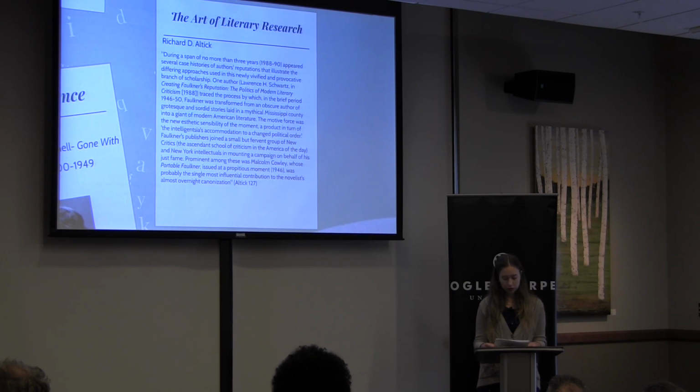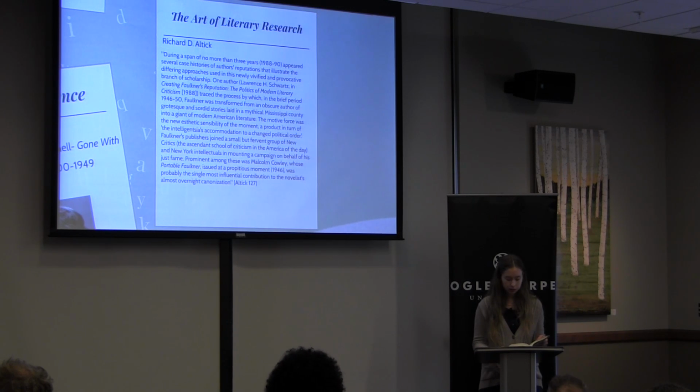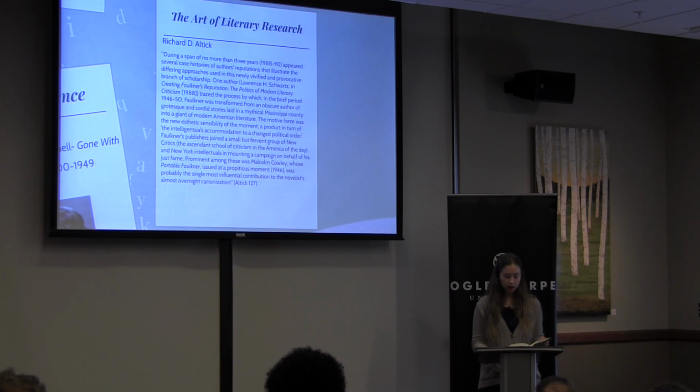Speaking about the branch of literary research, which is referred to in his text as tracing reputation and influence, Altick writes that during a span of no more than 3 years, 1988 to 1990, appeared several case histories of authors' reputations that illustrate the differing approaches used in this newly vivified and provocative branch of scholarship. One author, Lawrence H. Schwartz, in Creating Faulkner's Reputation, The Politics of Modern Literary Criticism, traced the process by which, in the brief period 1946 to 1950, Faulkner was transformed from an obscure author of grotesque and sordid stories laid in a mythical Mississippi county into a giant of modern American literature.